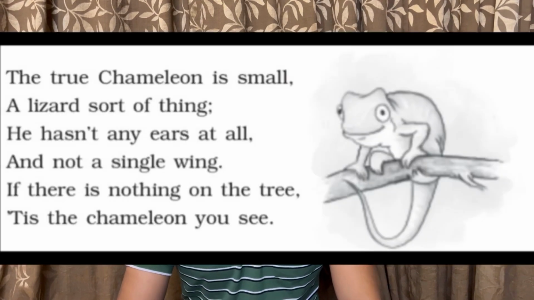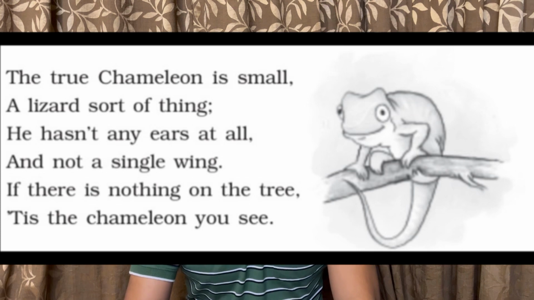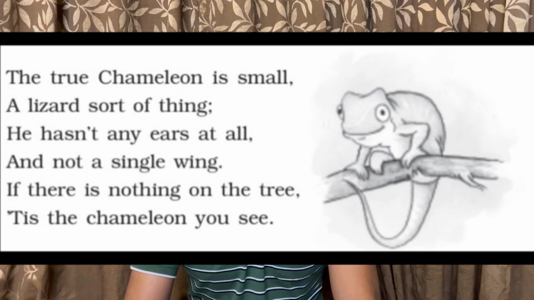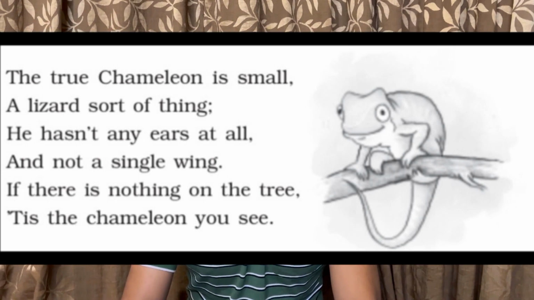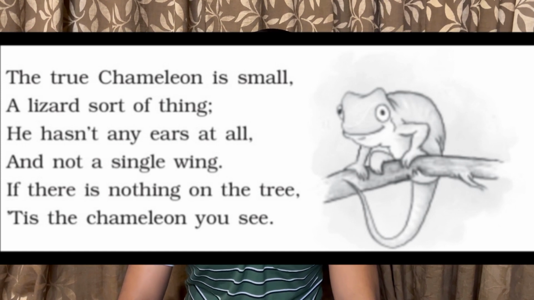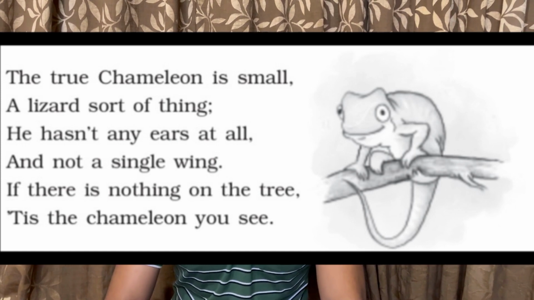One is the hyenas. Also, इस word को hyena बहुत लोग पढ़ते हैं. It's not hyena, it's hyena. And the second animal is the crocodile. Now, the next stanza. The true chameleon is small, a lizard sort of thing. He hasn't any ears at all and not a single wing. If there is nothing on the tree, 'tis the chameleon you see.